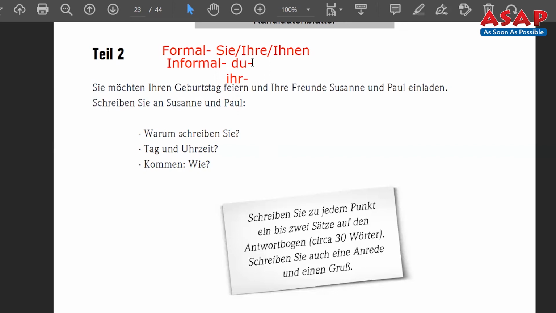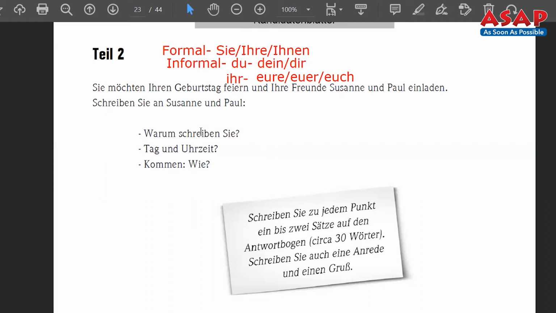If you're writing to one friend, use du, okay. And what other forms are there for du? It is du, dein, or dir. When it is ihr, meaning you guys, then it should be euer, eure, euch, euer. These words are important. If you don't know this, that means you need to learn German. If you know this already, then it is good. So you need to find out.